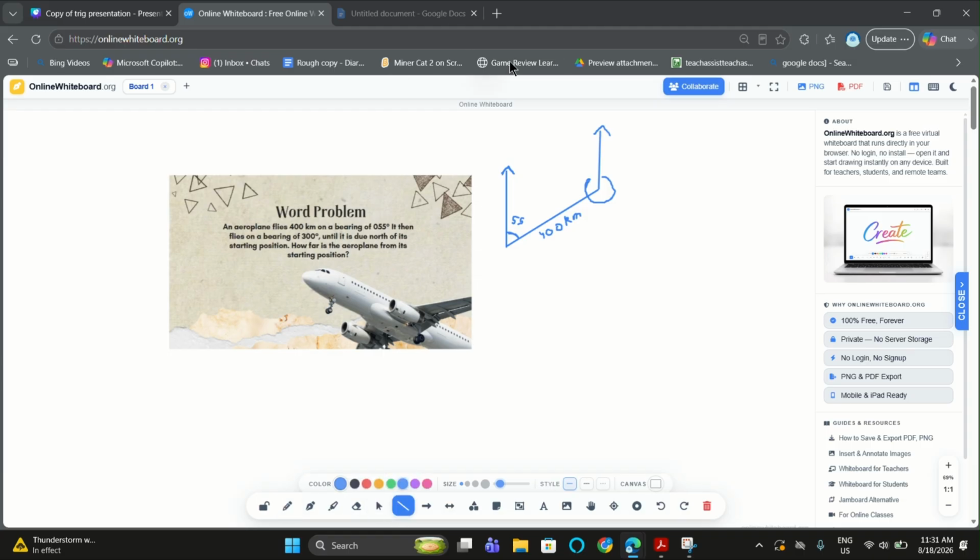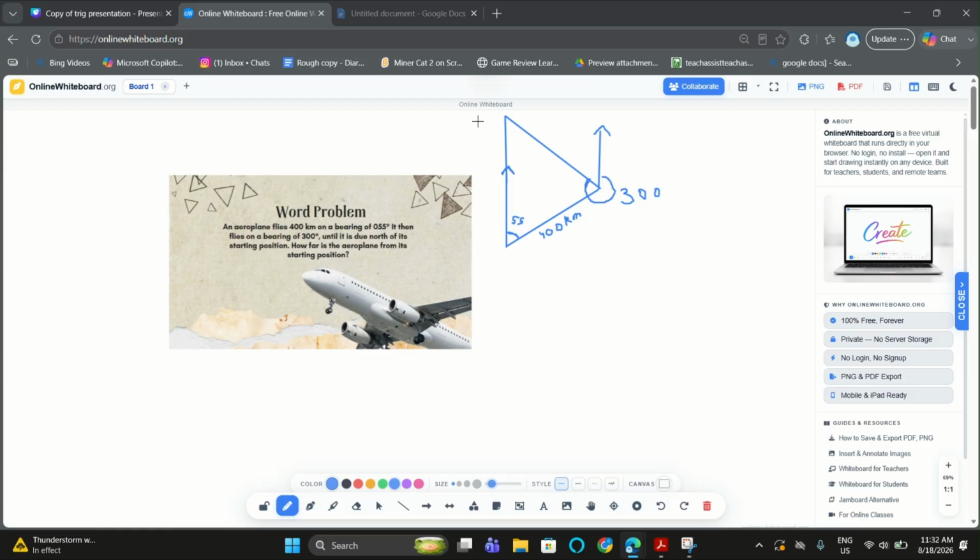We draw this line, and they're saying that it ends to the north. It says until it's due north of its starting position. So somewhere in front of the arrow, somewhere like here. Cool? And now we can join these because they said due north. So this is a straight line. So we have a triangle, right? So first let's label 300 degrees. And we don't know anything else, right?